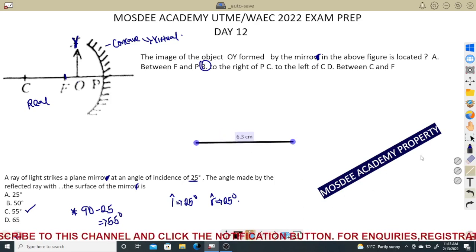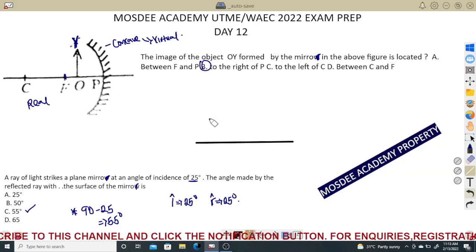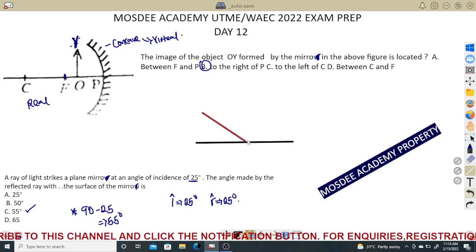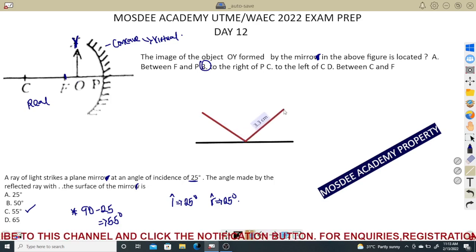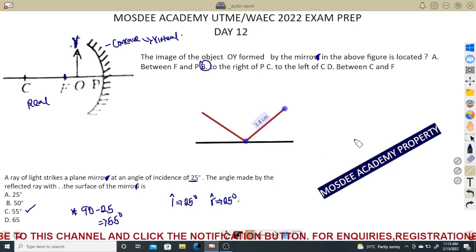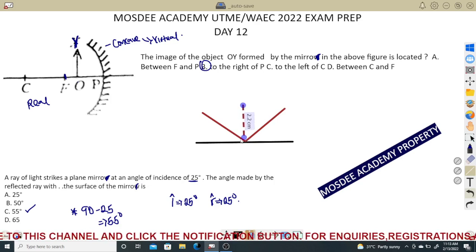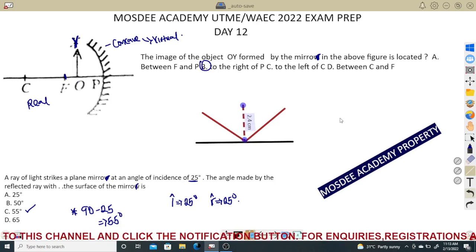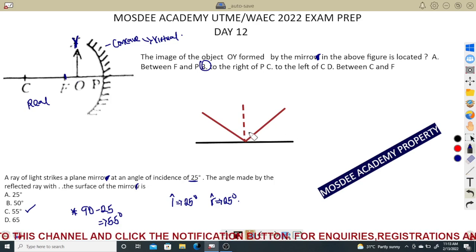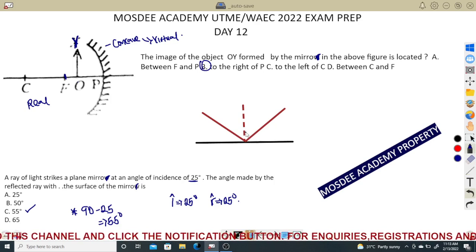If you don't get it, this is what I'm talking about. This is the surface of your mirror. A ray of light was incident. As it is incident, it will be reflected. Then the normal is always perpendicular. Perpendicular means it is 90 degrees to the surface. This is the normal. Normal is always perpendicular to the surface. That's normal, my dear student. So what we are saying is this is 90 degrees to the surface.